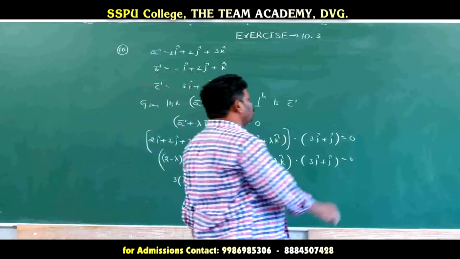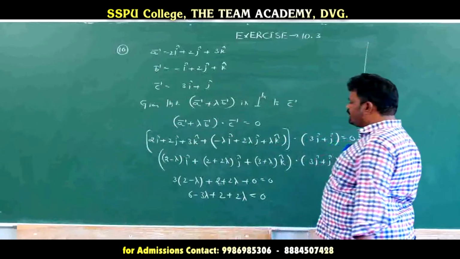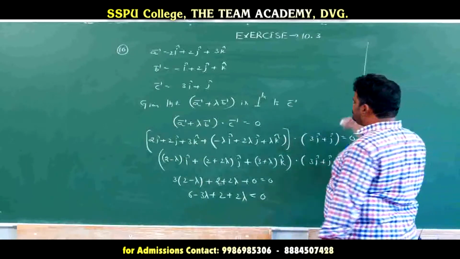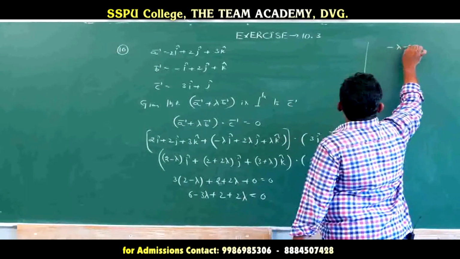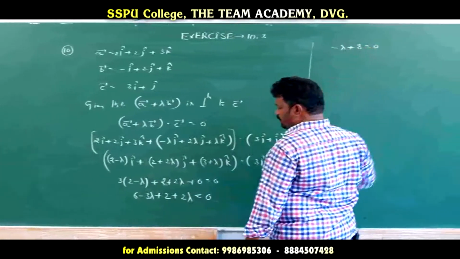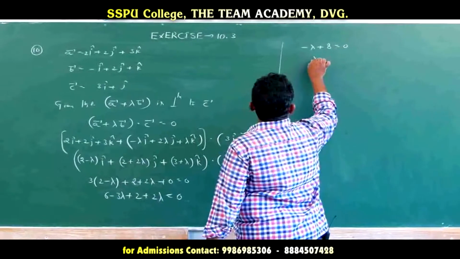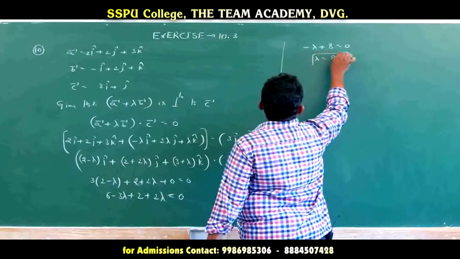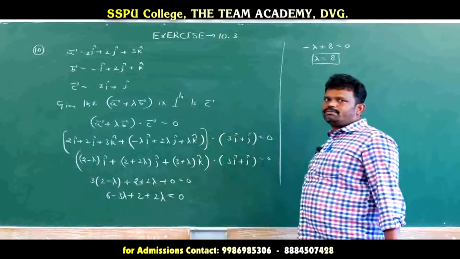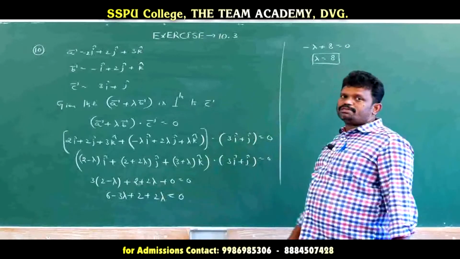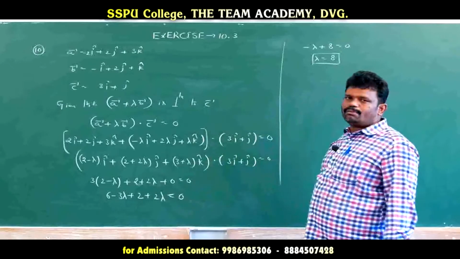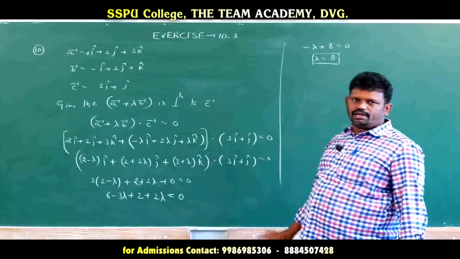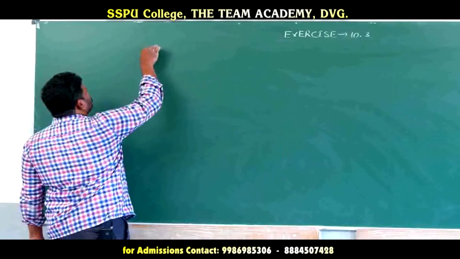Next, in this value here: minus 3 lambda plus 2 lambda minus lambda plus 8 is equal to 0. So then lambda is equal to 8. Why? Because if you take the 8 to this side, it becomes minus 8, and when both sides are negative, the value becomes positive. Lambda is equal to 8. Okay? Similarly, the 11th question.